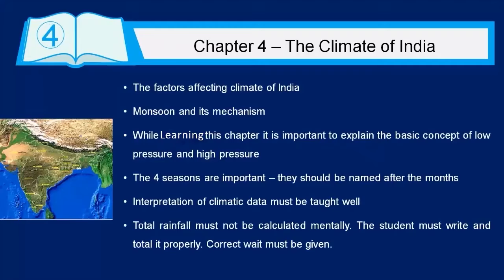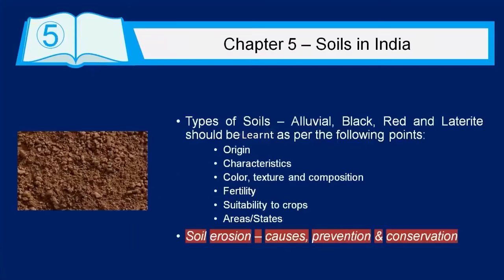You should develop a skill to answer application-based reason questions. You must learn to write answers to the point, emphasizing key words. In the chapter on soils, you have to study only 4 types of soils: alluvial soil, red soil, black soil and laterite soil. Each one of them must be studied under the headings origin, characteristics, composition, color and texture, fertility, suitability for crops and distribution in areas and states.